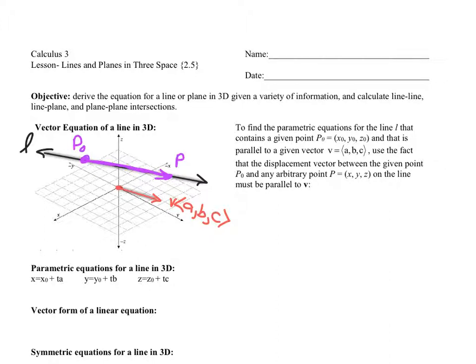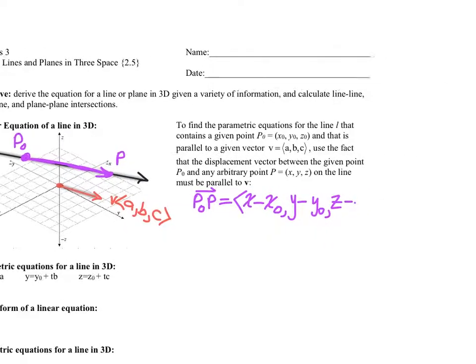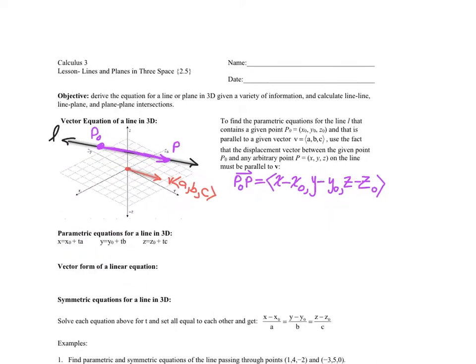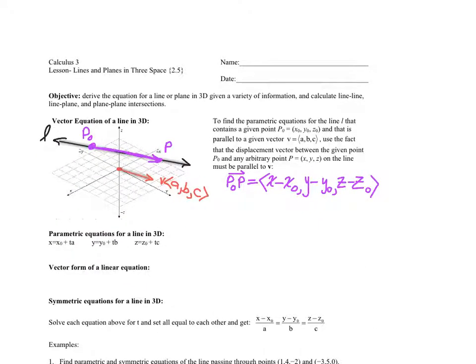What I want is the displacement vector between P and P sub O, starting at P sub O. So P sub O going to P is going to be the difference between the values that make up P and P sub O. So X minus X sub O, Y minus Y sub O, and Z minus Z sub O. So if I multiply this vector V by some scalar, I should get P sub O P.